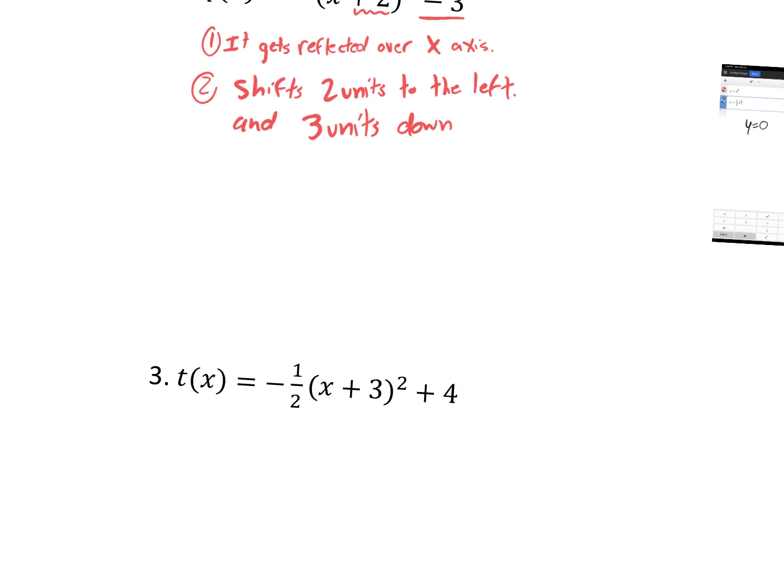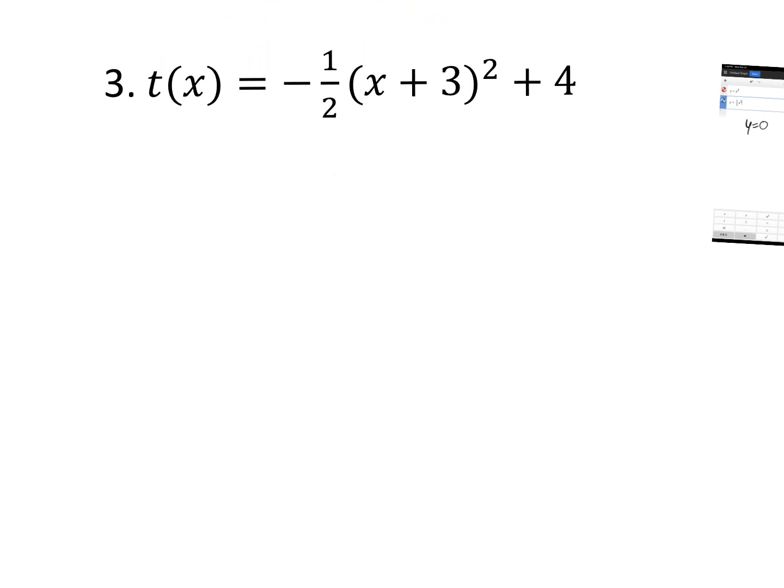Let's do one more. Number 3. Down here. Oh yeah, the numbers are messed up. There's like a couple of number 3s, a couple of number 4s. I apologize. I'm doing the one on the bottom left. Step 1 or question 1, does it reflect over the x-axis? Yes, it does, because it has a negative sign. So let's write that down.